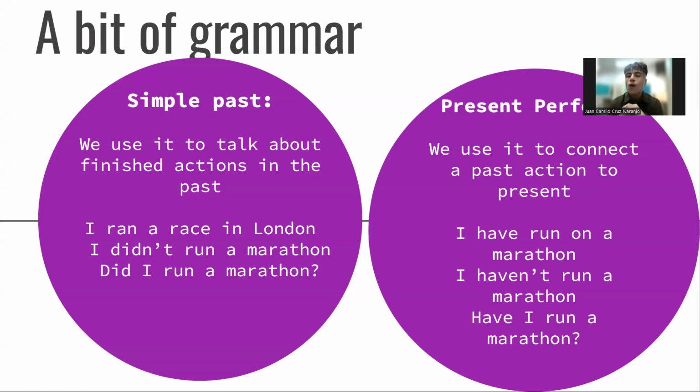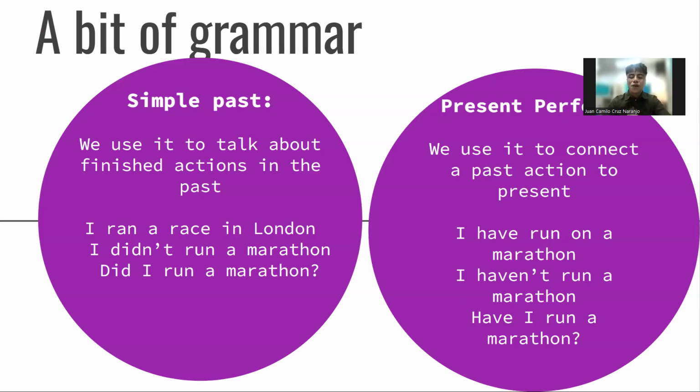And finally, when I want to create questions in present perfect, I'm going to change the order of the words. So first, I'm going to put the auxiliary "have." After that, I'm going to put my subject and then the verb in the participle form, and after that, the complement. "Have I run a marathon?" That would be the question.